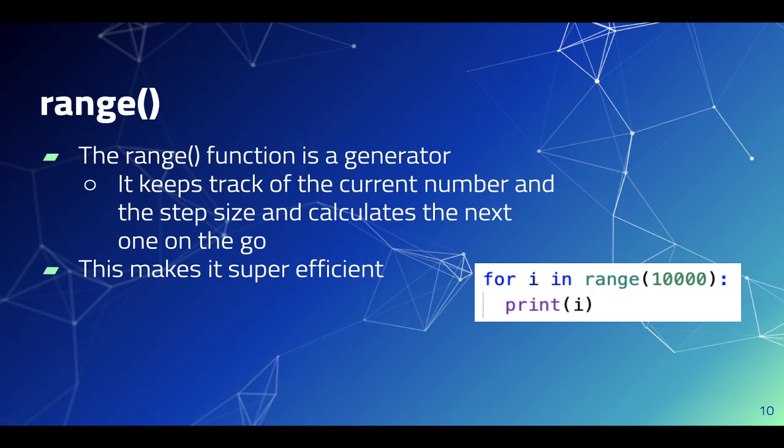So what it does, it keeps track of the current number and the step size, right? That's what the range function takes in, the current number and the step size. And then it calculates the next number. So we specify that this is on the go. This is whenever we need it. So for i in range of 10,000, i starts at 0, right? And then we print i, and then the for loop requests the next element of this range function, and then we get the next values, which would be 1, 2, 3, etc.